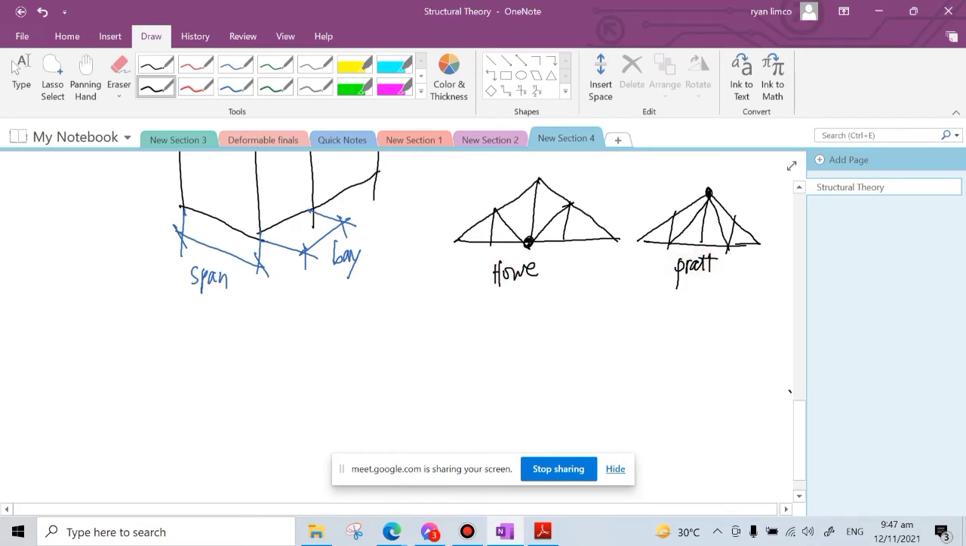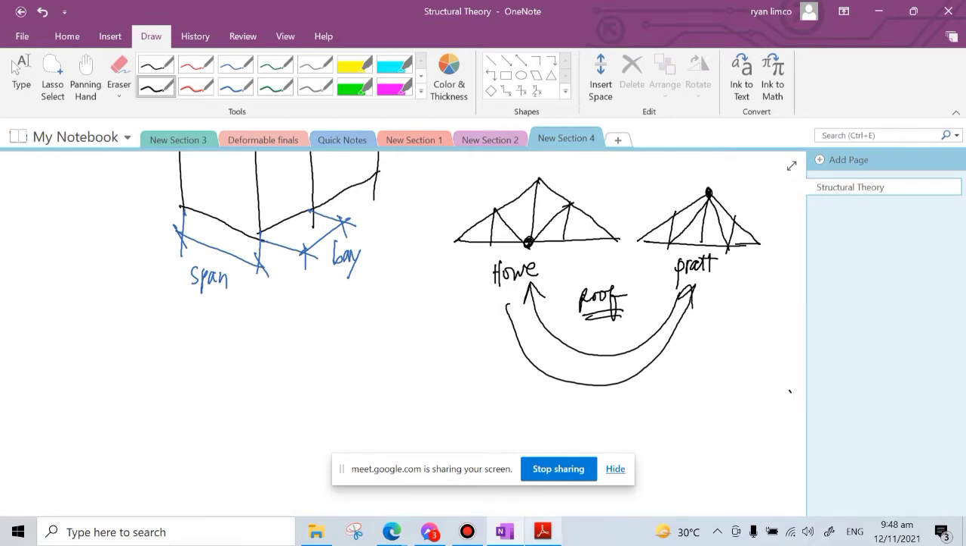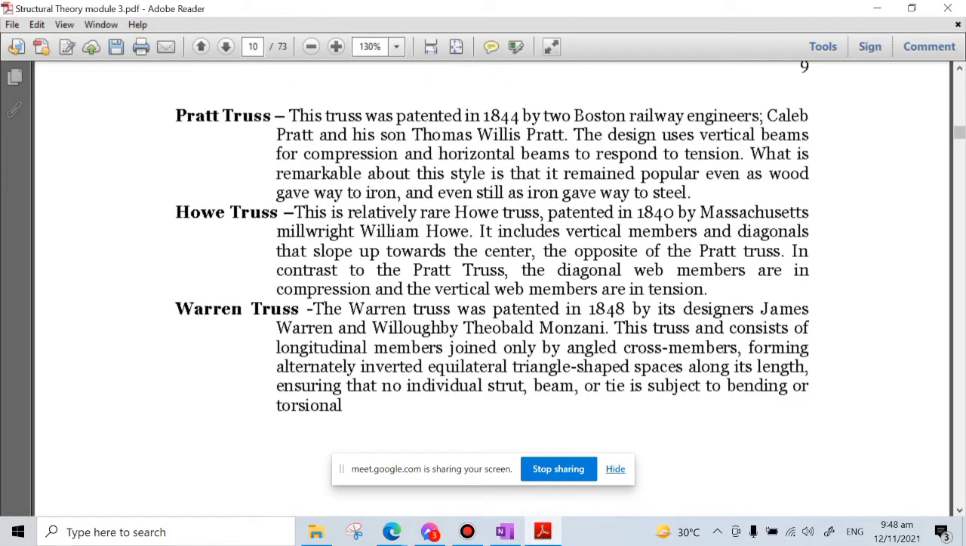Pero pagdating natin, this is for the roof, no? Pagdating natin dun sa may bridge truss, magpapalit siya. Ito na ngayon si Pratt, ito naman si Howe. Kaya hindi basihan yung mukha. Ano yung basis? Tingnan natin dito. Sinasabi ni Pratt, sabi niya, the design uses vertical beams for compression and horizontal for tension.